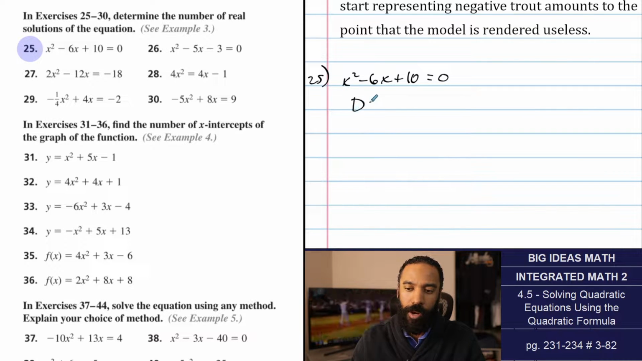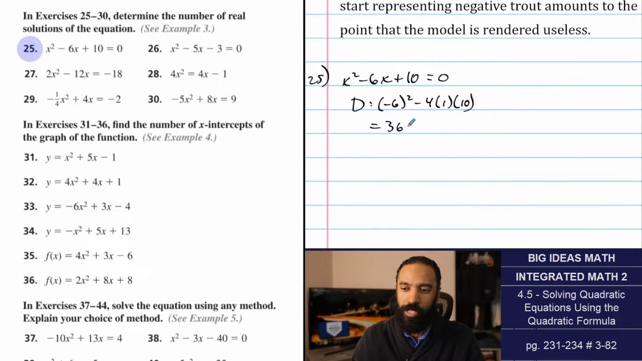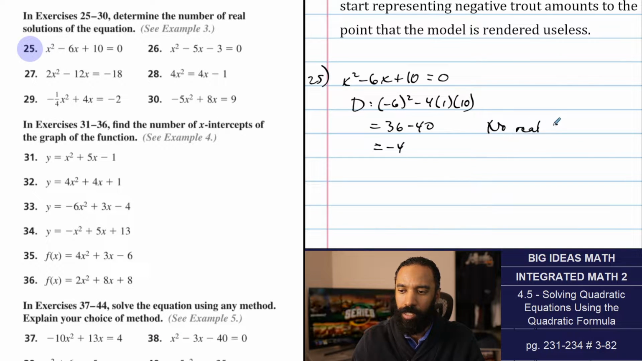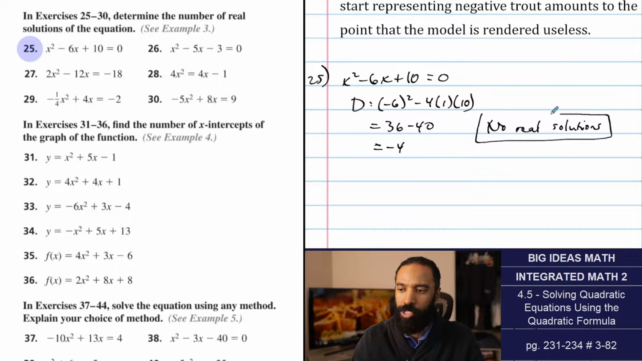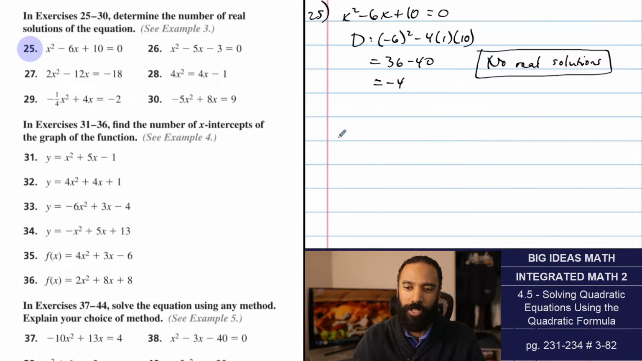So for the discriminant here, we're going to do b squared minus 4ac, which is 36 minus 40, which is negative 4. It doesn't matter what the number was, it's negative. You have no real solutions. Once you find the discriminant sign, you're good to go.